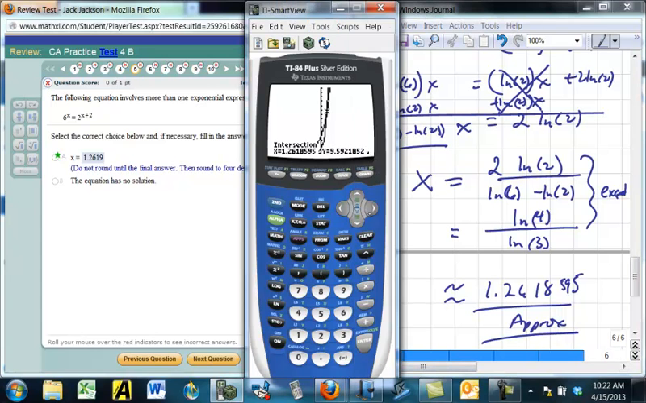Another way to do this, and sometimes this works better on scale, is to put it all on one side and put 0 on the other side. So subtract 2 to the power x plus 2 from both sides.